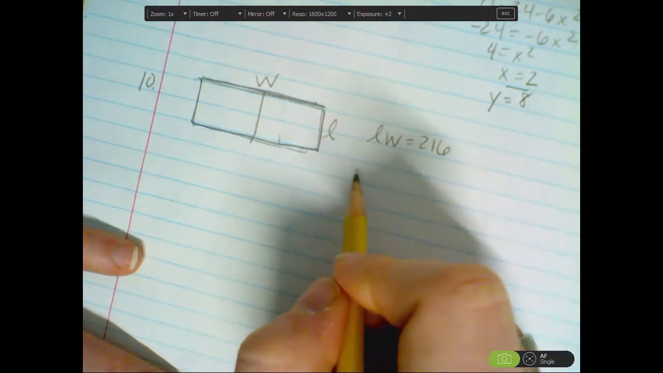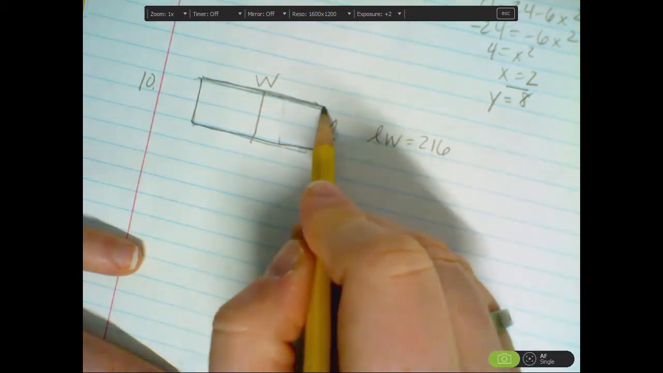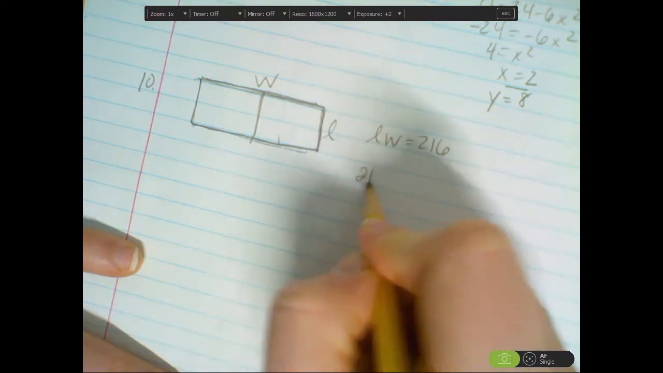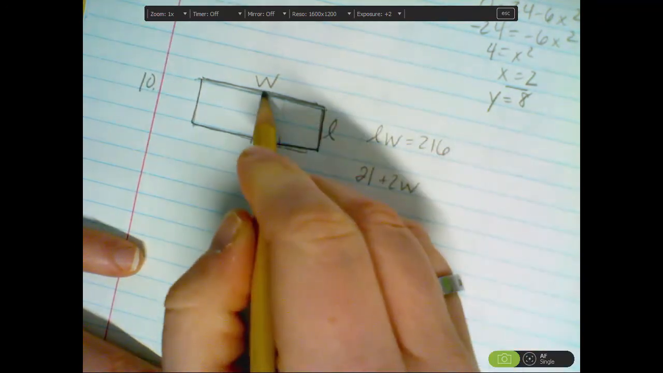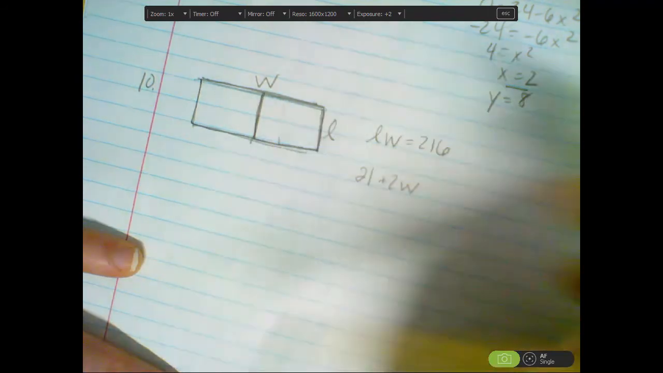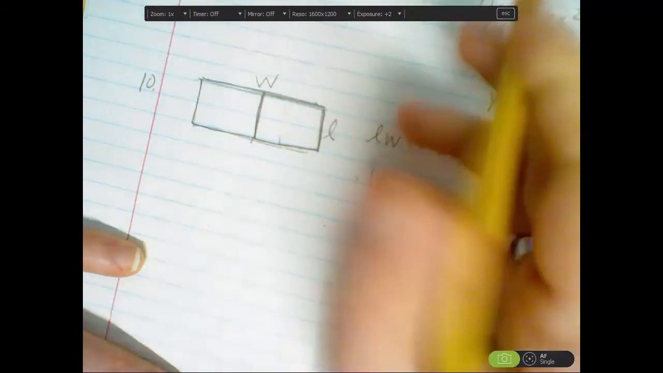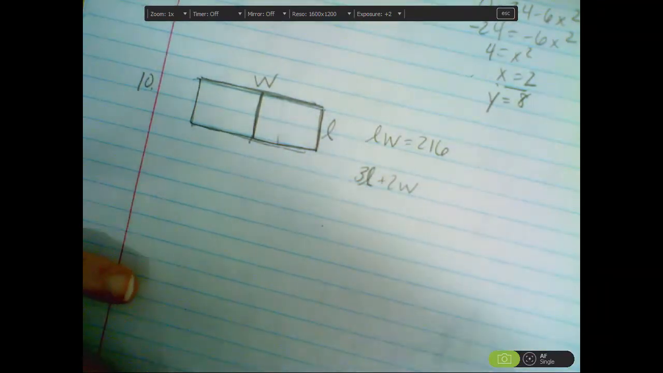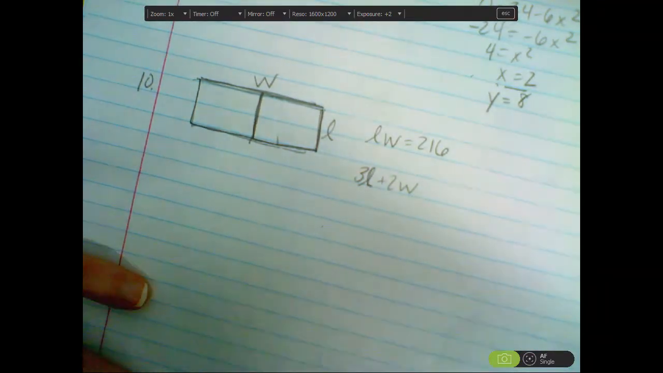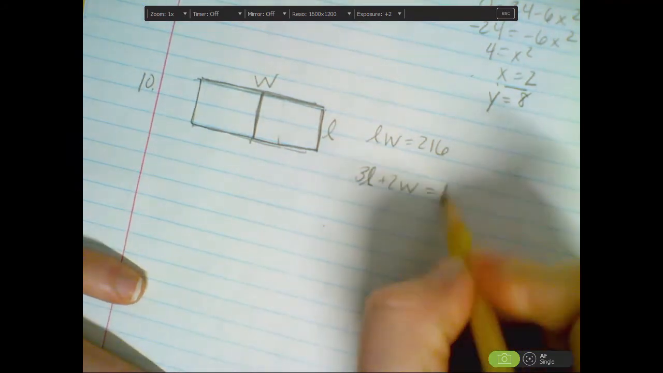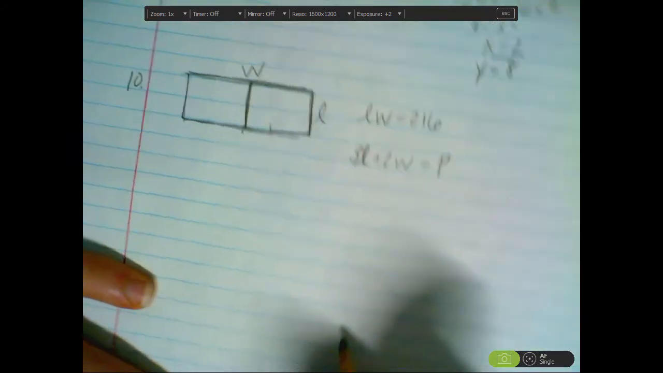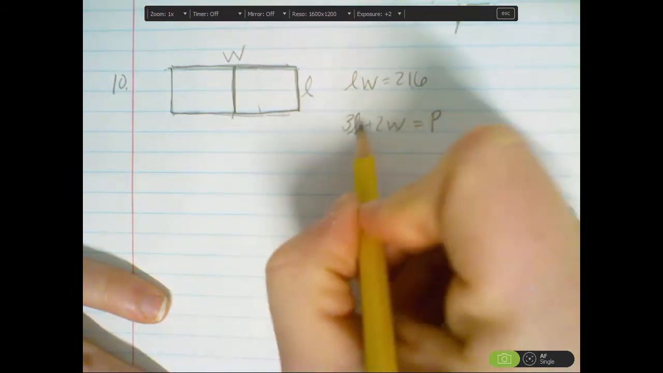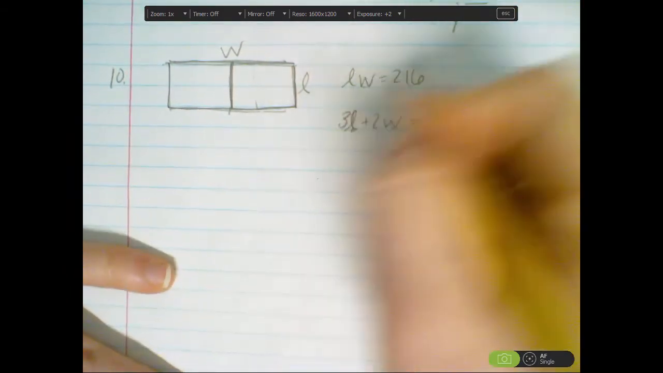We also know that we want to know how much fence we need. So normally it would just be 2L plus 2W. But here we have another length of fence right here. So the L is really 3L plus 2W. And we want to minimize this. Okay? But I have two variables. So I need to solve this equation for either L or W. Doesn't matter. Let's solve for L.